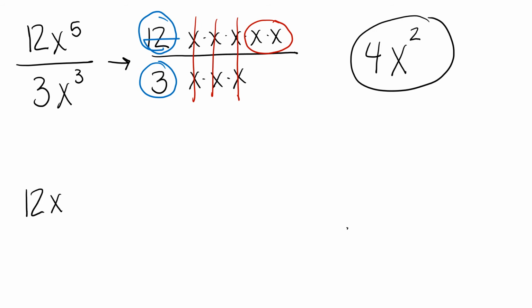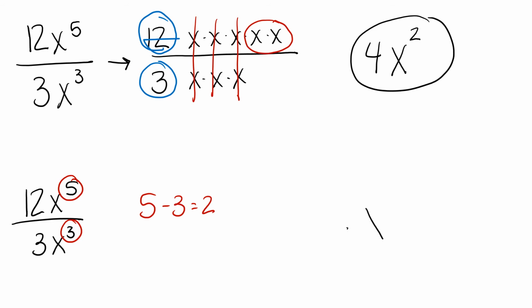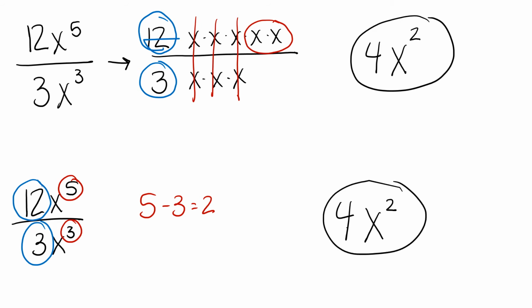If we were to use the shortcut, we could take our original problem, and since we are dividing, we would subtract our exponents. 5 minus 3 is 2, and so our base number x stays the same with our new exponent 2. The coefficients out in front are regular numbers, so they are divided. 12 divided by 3 is 4. Either method gives us the same answer, 4x squared.